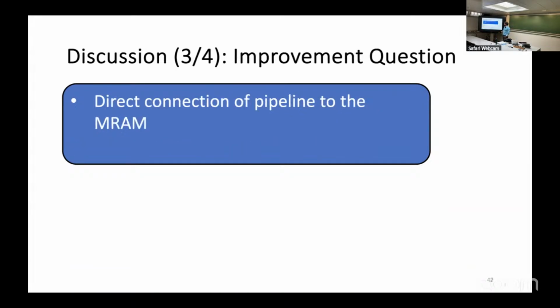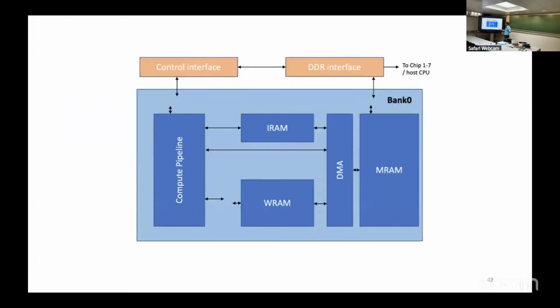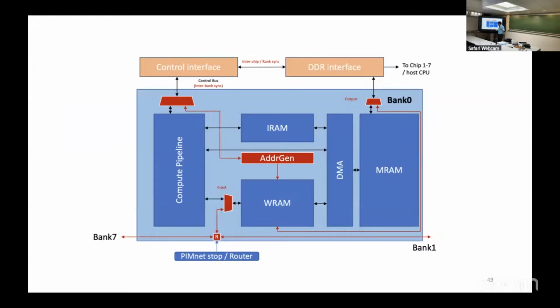Moving on to discussion 3, improvement questions. What if we had a direct pipeline to the MRAM, so just skipping the WRAM completely in the first place? So this is what we have currently, and we said there was a scratchpad here, which we're basically using for in-between processing points, just saving in-between data and such.